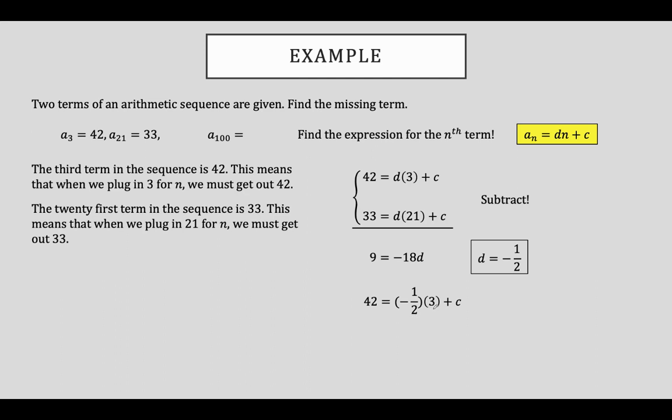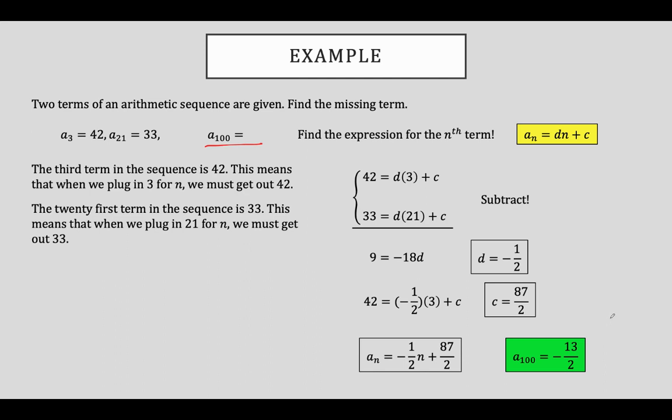Negative 1/2 times 3 is negative 3/2. If I then add that to the other side of my equation, I end up with c is equal to 87/2. And once we have c and d, we can write our equation for the nth term. A subscript n equals negative 1/2 n plus 87/2. And now that we have our equation for the nth term, to find the 100th term, all we have to do is plug in 100 for n. Right? To evaluate a 100, we plug in 100 for n. A sub 100 is equal to negative 13/2.